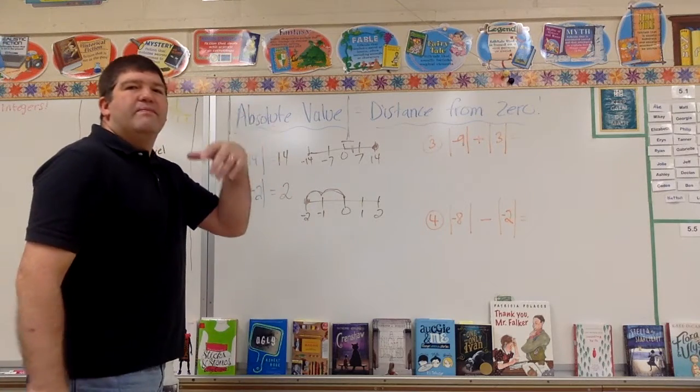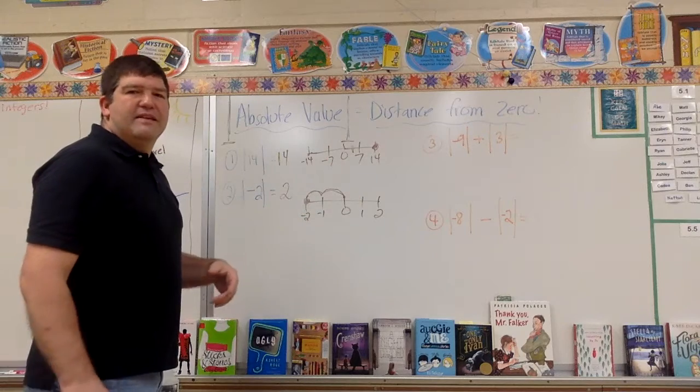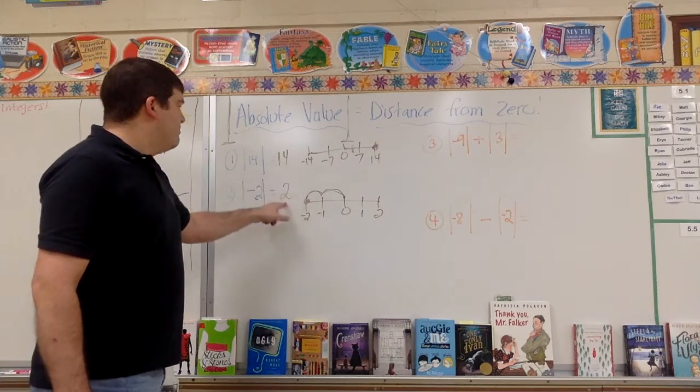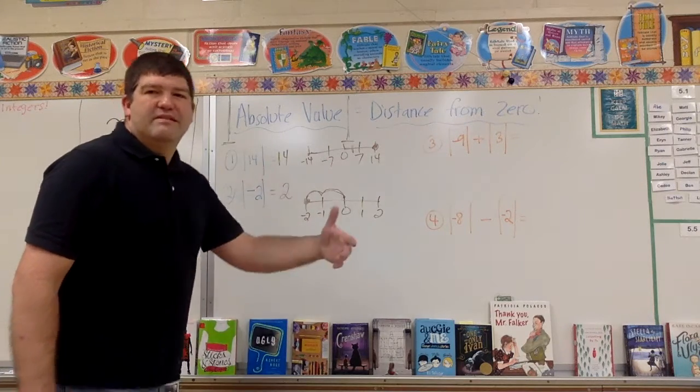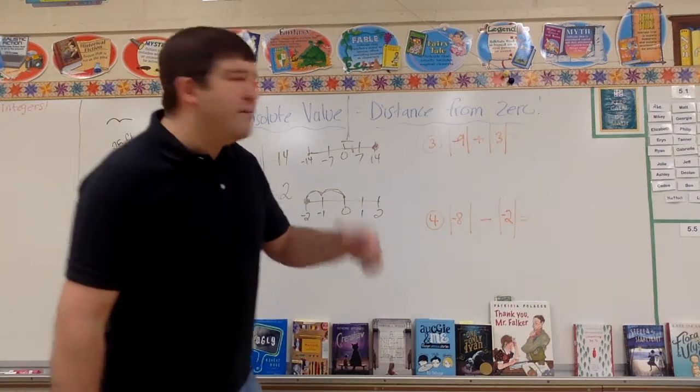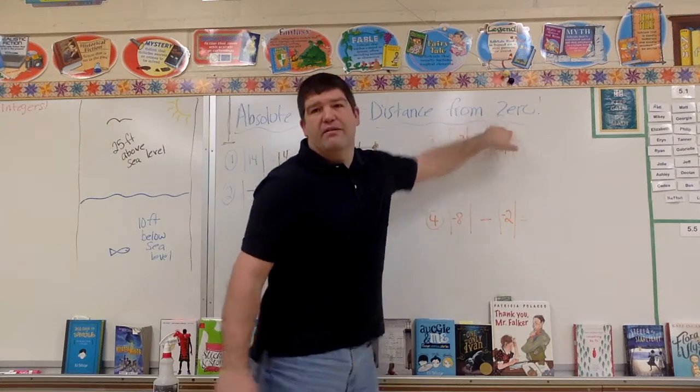spaces, 2 units in distance. Okay? Positive, positive. You're going distance from 0. What's absolute value? Absolute value is distance from 0.